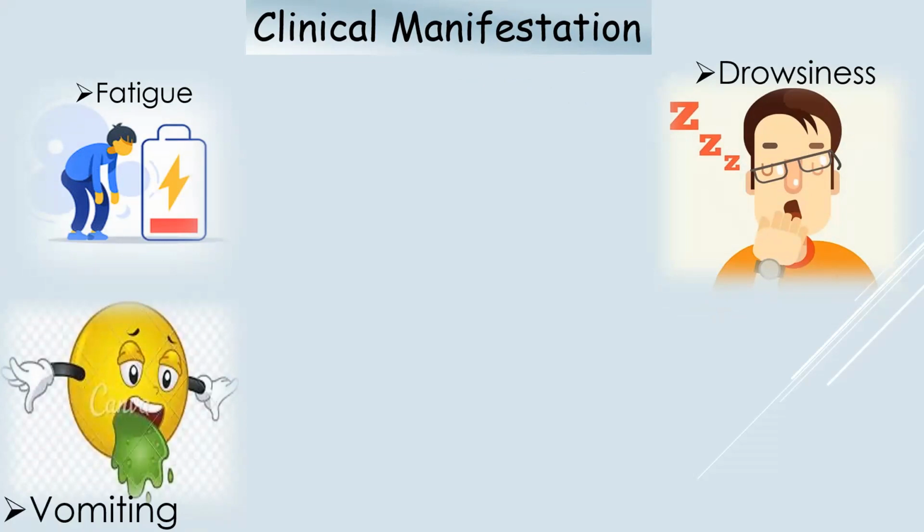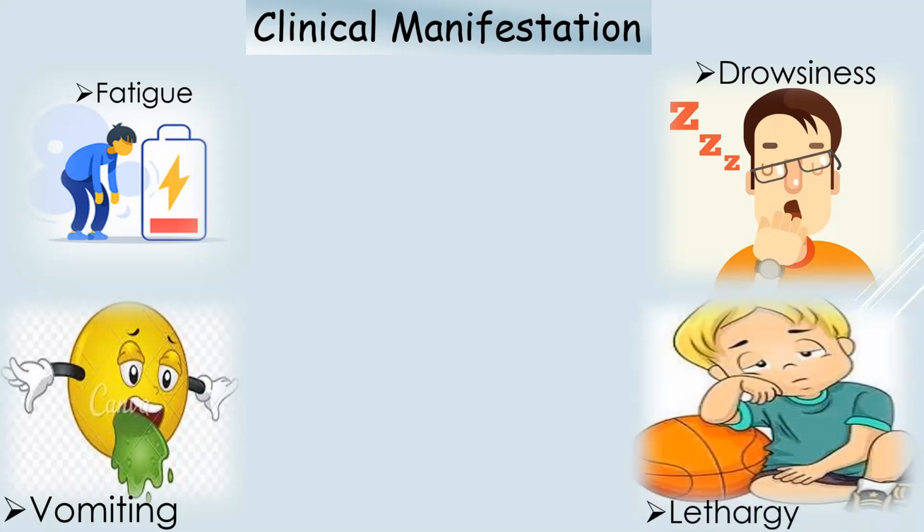Next, we have vomiting. Vomiting means the ejection of matter from the stomach through the mouth, which may be due to food poisoning, motion sickness, overeating, brain injury, migraines, or appendicitis, etc. Next, we have lethargy, which means the lack of energy or enthusiasm, which may be due to overworking, stress, boredom, or lack of exercise.